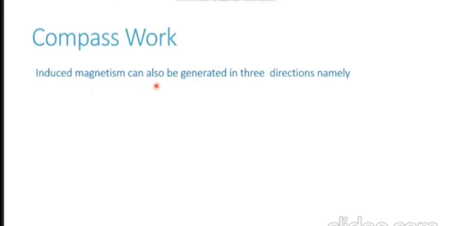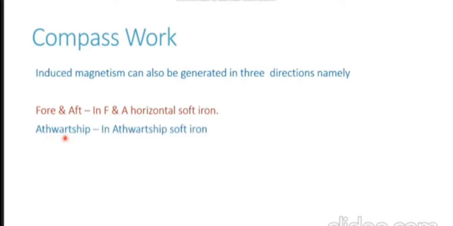The induced magnetism can also be generated in three different directions. It can be broken up into three different directions. You have the induced magnetism generated in the fore and aft direction, in fore and aft horizontal soft iron, that could be a fore and aft longitudinal. This is one orientation in which induced magnetism can be generated. Induced magnetism can also be generated in the athwartship direction, in athwartship soft iron, which could be the transverse athwartship beams, and it can be generated in the vertical direction, which happens in vertical soft iron like masts, cranes, funnels, or vertical stiffeners.